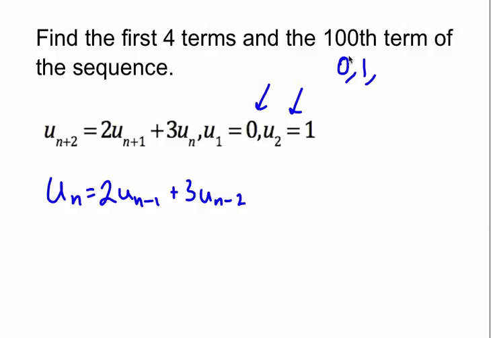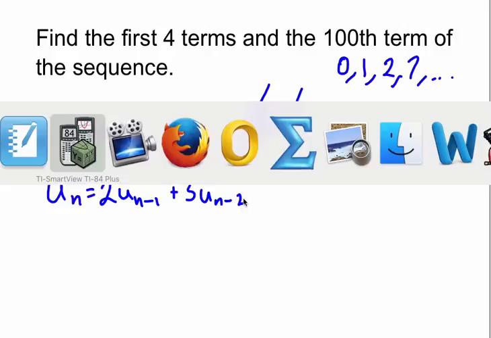Okay, in the next example, we have 2 initial conditions. Okay, the first term is 0, the second term is 1, and then to get the third term we do this. We do 2 times the previous term plus 3 times the one before that, which in this case would be 2 times 1 plus 3 times 0, which is 2. Okay, then we do 2 times this one, which is 4, plus 3 times that one, which is 3, we get 7 for the next one, and so forth. Okay, so we're going to do that on the calculator.